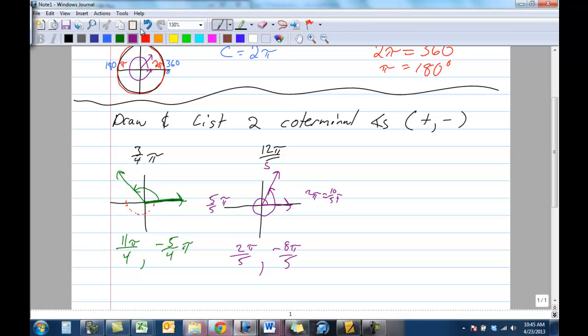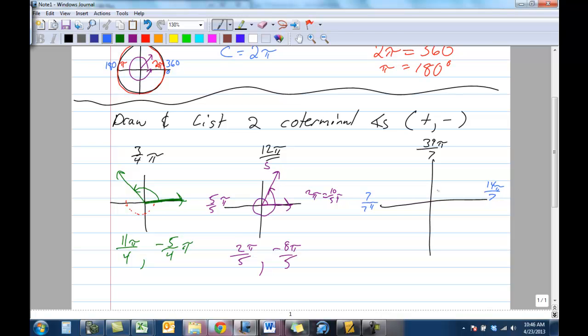All right. Let's try a couple more. Let's go crazy. How about 39 pi sevenths? Smith, that's ugly, and I don't like it. I know. It's great. But again, let's think about this. So 1 pi is halfway, so that would be 7 pi sevenths. So all the way around is 2 pi, which is 14 pi sevenths.